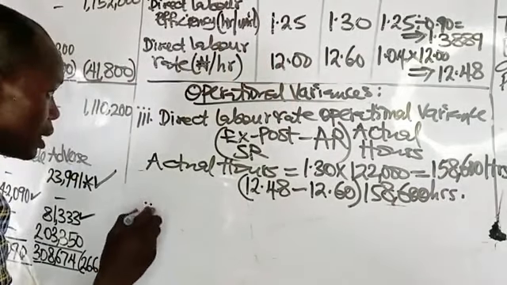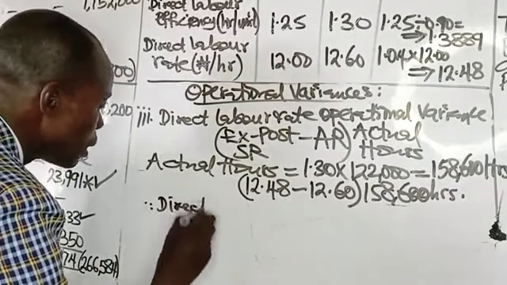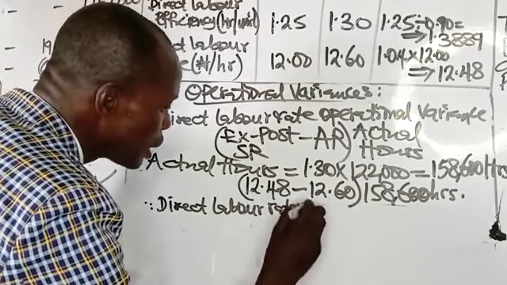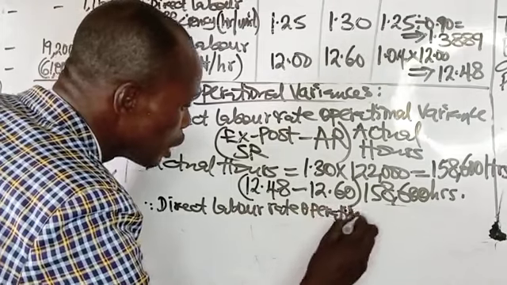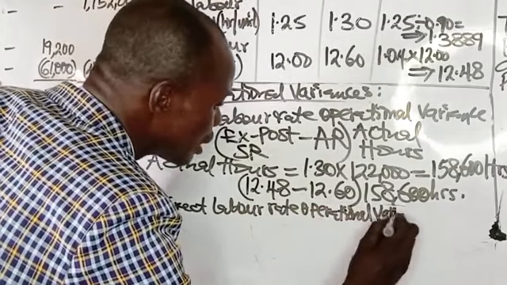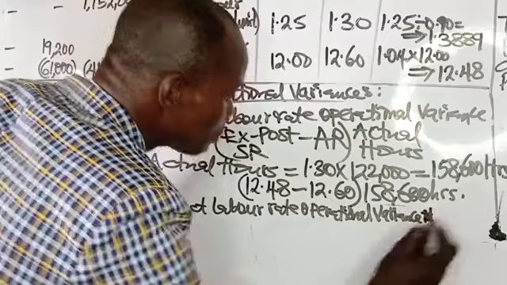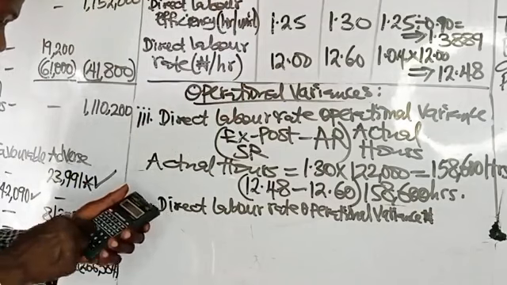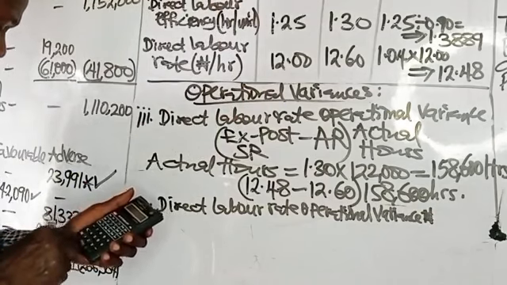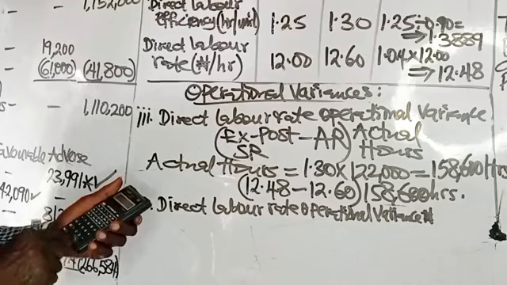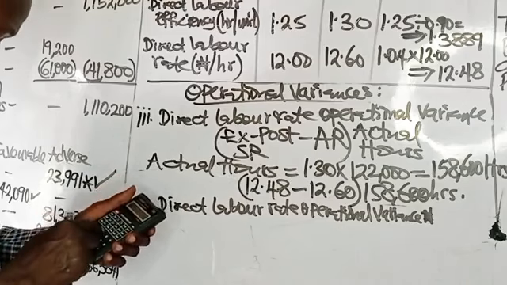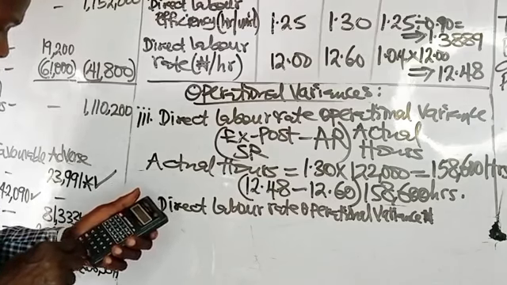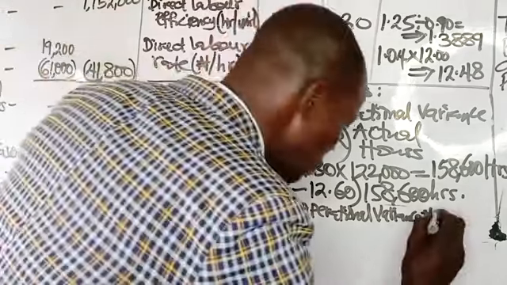Therefore, direct labor rate operational variance, that will be 12.48 minus 12.6. You have 0.12 times 158,600. So we have 19,032.